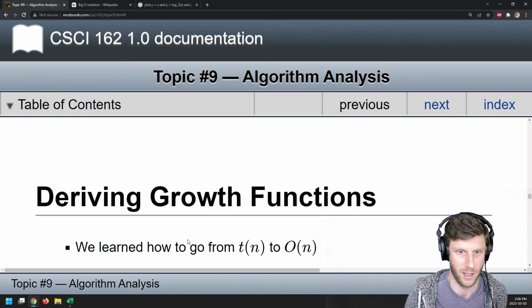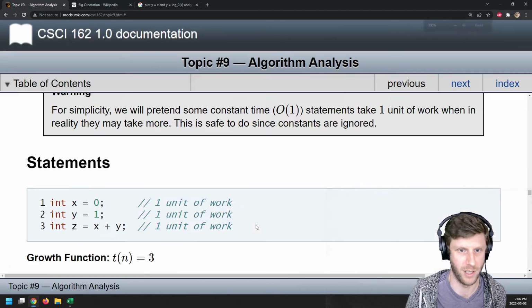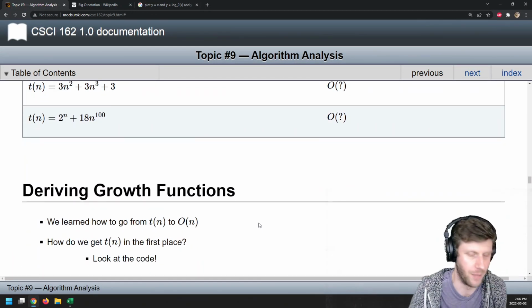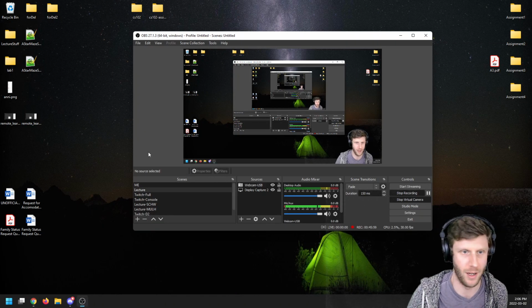All right, we'll pick up at deriving growth functions next time. So basically, where the hell did I get that T of n from? All right, I'll see y'all later.